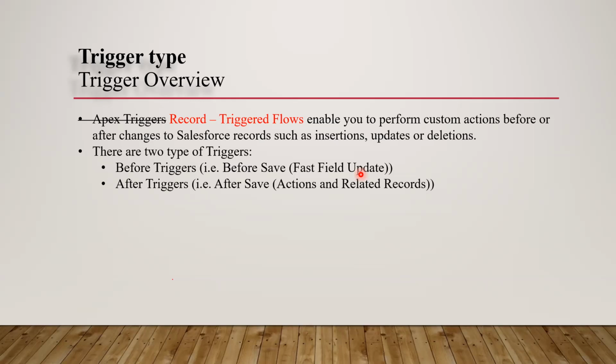And how can I identify it in my record trigger flow? There it will be written as actions and related records. When it is talking about actions and related records, always keep in mind that it is talking about after triggers.